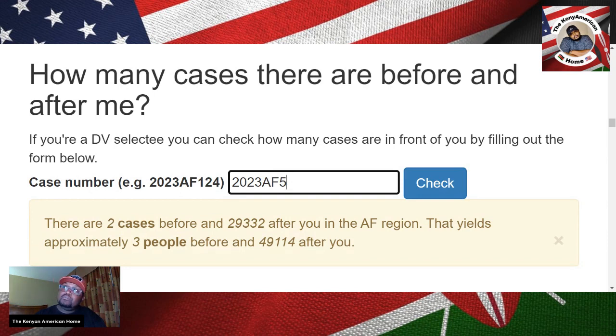So there are 2 cases before him, and there are 29,332 cases after him, which is about 3 people. So that's 3 people, 2 cases. That means one of the cases may be a married couple, or a single mom and one kid. And after him there are 49,114 people before they get to that limit.